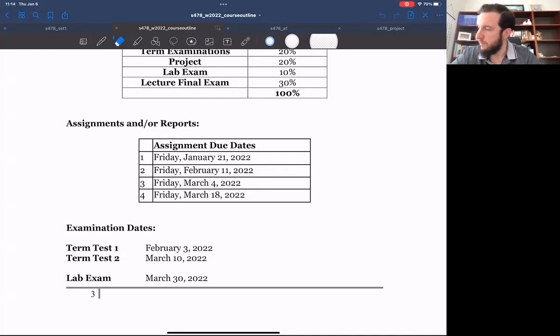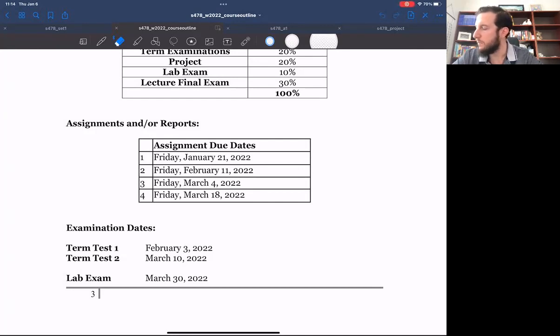Okay, so we have 4 assignments. That means each assignment is 5% each, 20 over 4. The due dates for the assignments are given on page 3 of the course outline, and they're repeated on the last page of the course outline, which gives the tentative timetable for the class. There are 2 term tests, roughly a month apart. Our first term test is roughly a month from today, and then our second term test would be roughly a month after that.